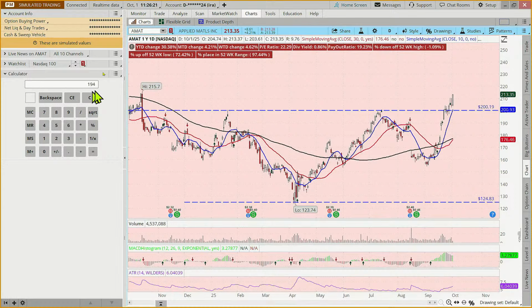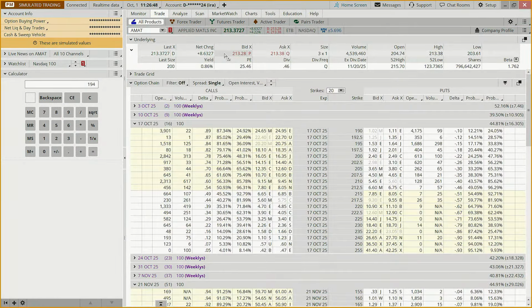If it goes below 194, so how much are we risking? 204. We're risking almost $20 a share, 19 and change. So if we have 100 shares, we're risking almost 2,000. So are we okay with risking 2,000? Is it less than 2,500? Yes. And that's, in our theoretical $500,000 account, that would meet our criteria.